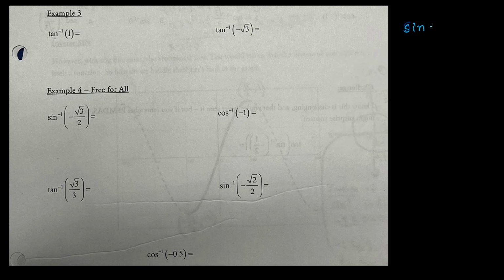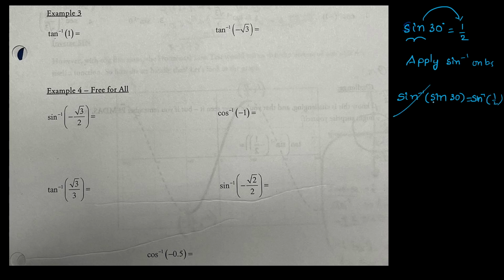Now we know that sin 30 value is 1 by 2. Applying sine inverse on both sides, that means sine inverse of sine 30 is equal to sine inverse of 1 by 2. So sine inverse sine gets cancelled, 30 degrees is equal to sine inverse of 1 by 2.